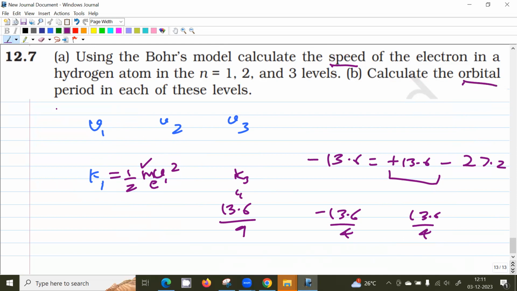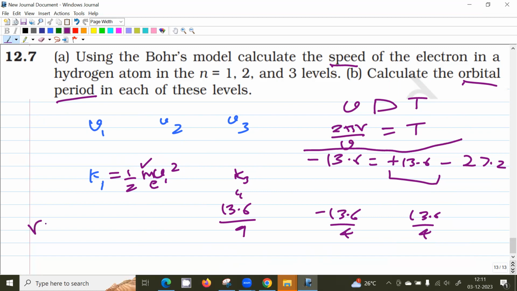Orbital period. So how are V and T related? Once I know V, I should be able to find the period T. T is the time taken to complete one circle. So T is circumference 2 pi r by V. R is known because we have that formula, right? Rn equal to 0.53 angstrom units into n square, which in SI units becomes 10 raised to minus 10 meters. This conversion is correct, no?